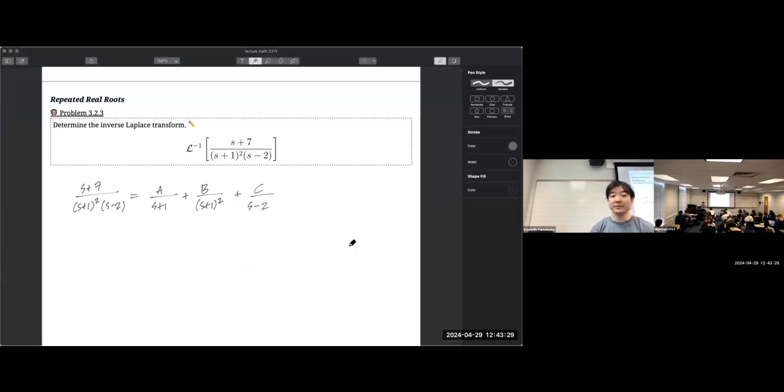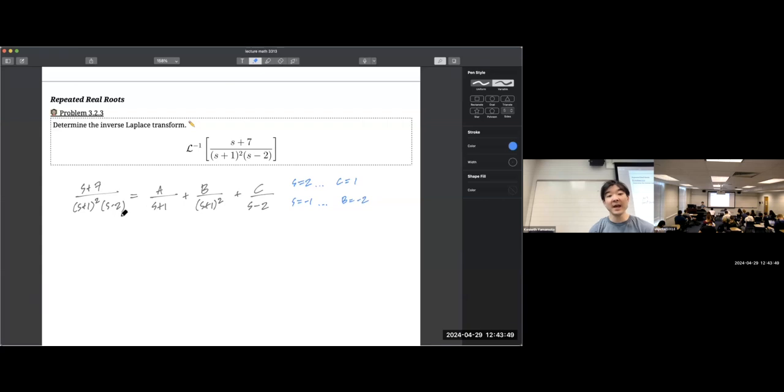And if you plugged in s is equal to 2, I'll just abridge it and say you'll get c is equal to 1. If you plugged in s is equal to -1, you'll get b is equal to -2.